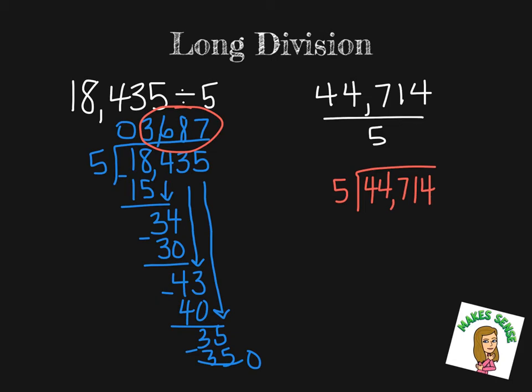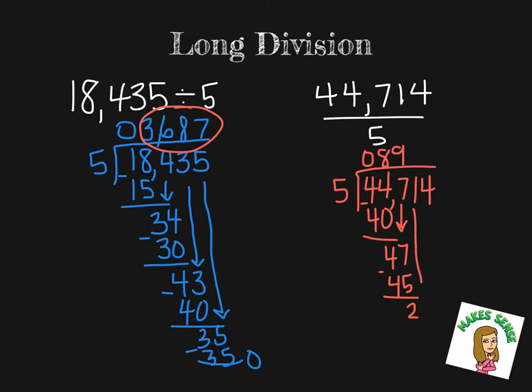Can 5 go into 4? Nope. Put up the 0. 5 can go into 44, though. 5 times 8 is 40. 44 minus 40, we subtract there, gives me 4. Bring down the next in line, a lovely 7. 5 times 9 gets me the closest, that's 45. We subtract, 47 minus 45 is 2.